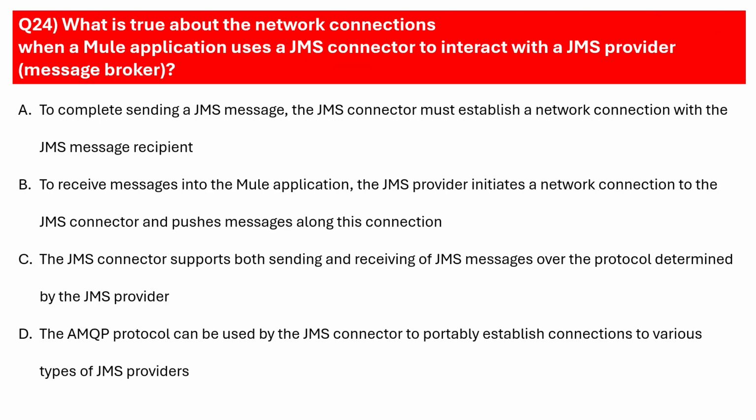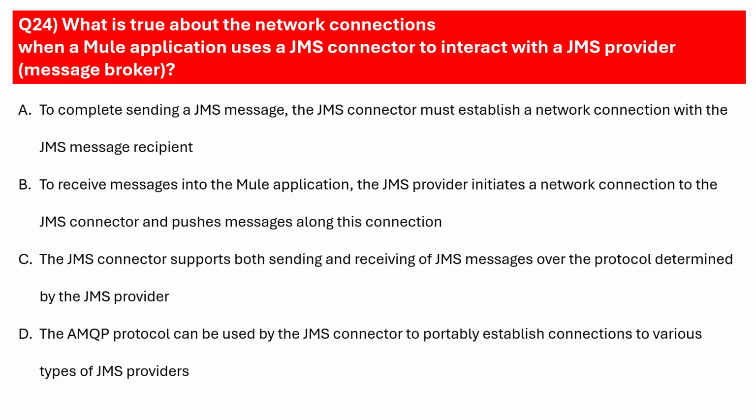Q24. What is true about the network connections when a Mule application uses a JMS connector to interact with a JMS provider message broker? A. To complete sending a JMS message, the JMS connector must establish a network connection with the JMS message recipient. B. To receive messages into the Mule application, the JMS provider initiates a network connection to the JMS connector and pushes messages along this connection.